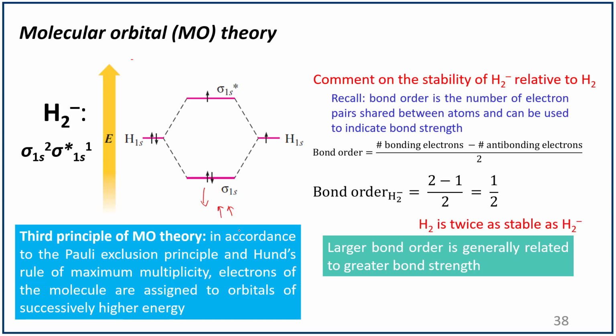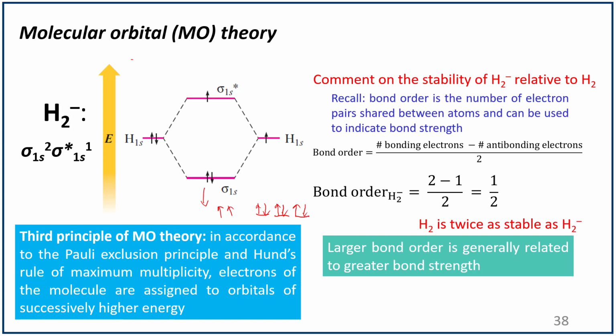According to Hund's rule of maximum multiplicity, and this will apply later when we have p orbitals being combined to form molecular orbitals, if you have degenerate orbitals, meaning of the same energy, you have to fill all of those orbitals first, and then put in electrons of opposite spins. Okay, now the third principle of MO theory also segues us into bond order.